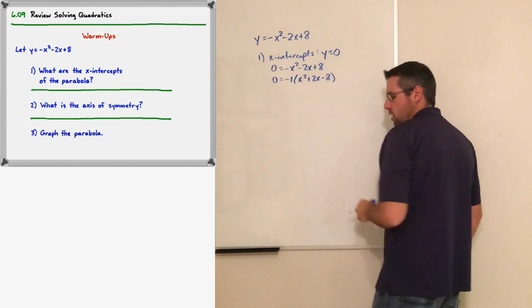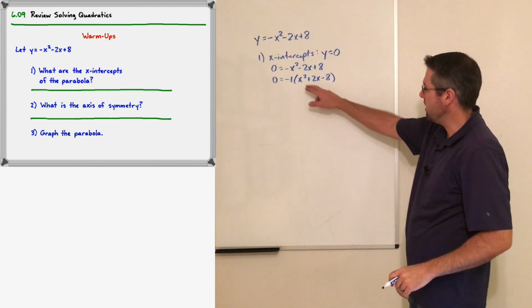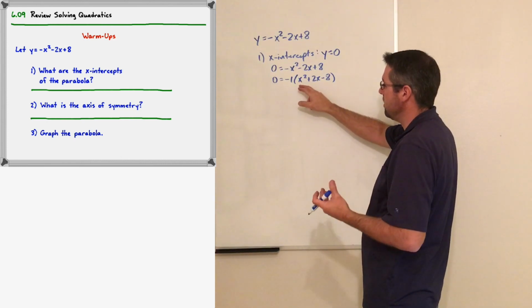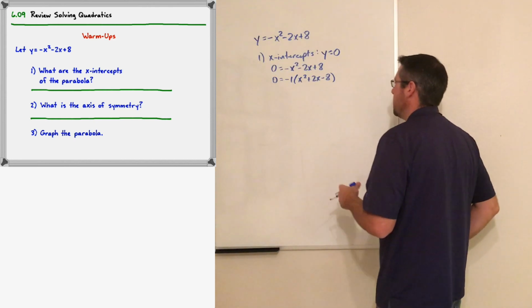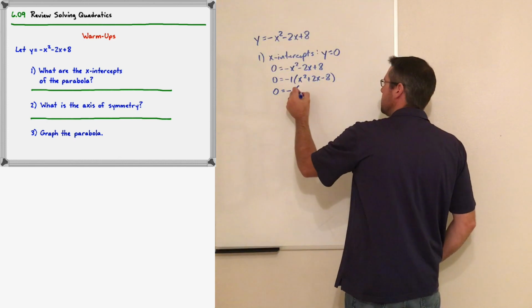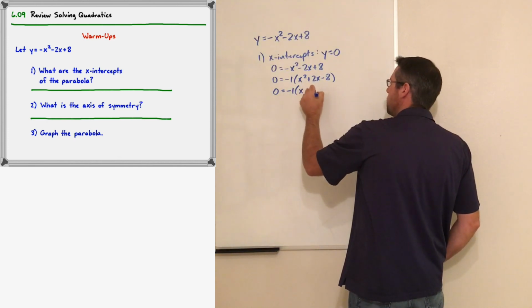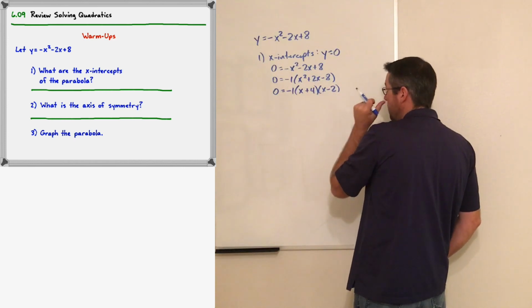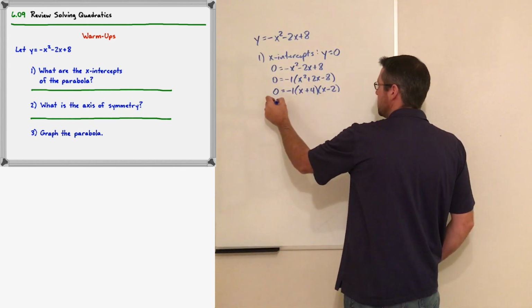If at all possible, you want to try and make the a value in the x squared 1. If not, you at least want to make it positive if you can. But from here, we're going to continue factoring. So we'll do our quadratic factoring. That's going to be x plus 4 times x minus 2. You should be able to factor that pretty quickly. If not, you do the x and the grouping and everything else.